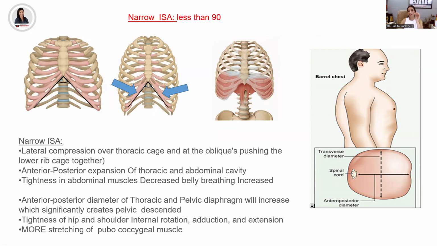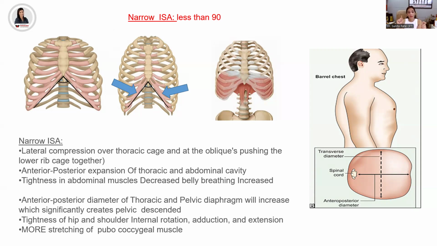Ascending pressure means lateral diameter will become narrow and anterior posterior diameter will become wide, which is going to show the barrel chest. In this narrow infrasternal angle, there is lateral compression over the thoracic cage and the obliques pushing the lower ribs together. Anterior posterior expansion of the thoracic and abdominal cavity will be more. Tightness in the abdominal muscle, decreased belly breathing. That will be, belly breathing will be increased in this case.